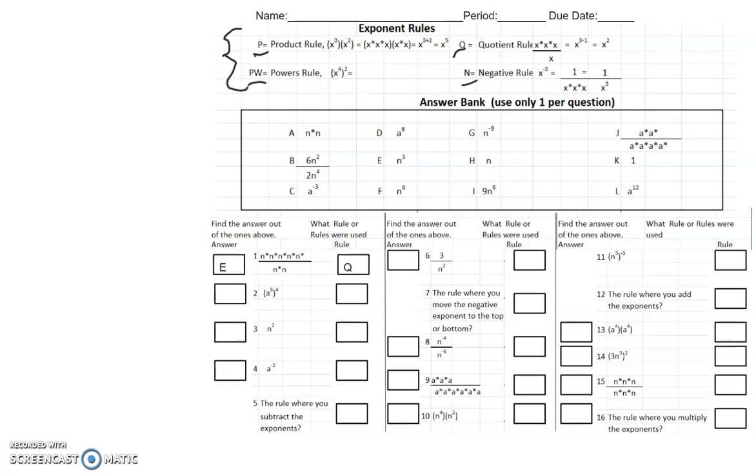The next thing I want you to pay attention to is the answer bank. For your answer bank, every answer is going to be only used once. So if you've already used it, you can cross it off or highlight it as you're working so that you know that you cannot use that answer again. That also helps to double check that if you got the same answer twice, then maybe one of those is wrong and you need to go back and double check.